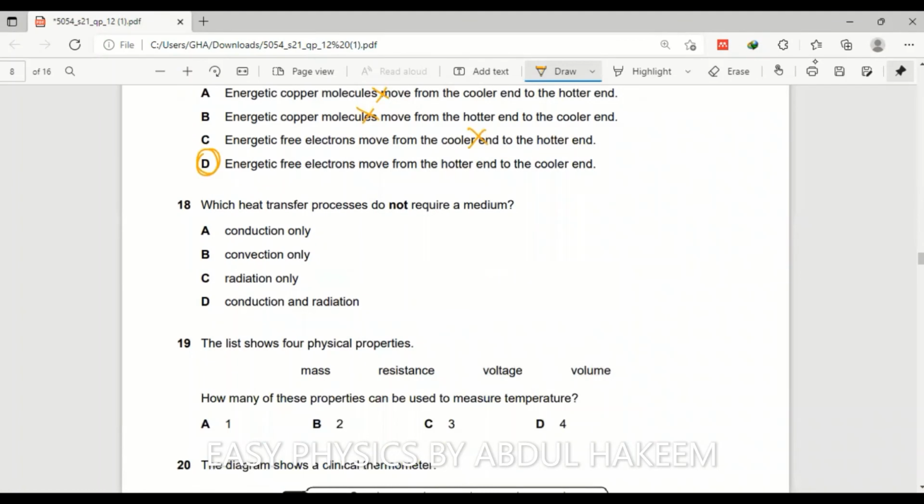Next, which heat transfer process doesn't require a medium? Definitely the radiation, because the conduction occurs in solids, convection in liquids and gases. So no medium is required for the radiation. Hence, the answer is C.